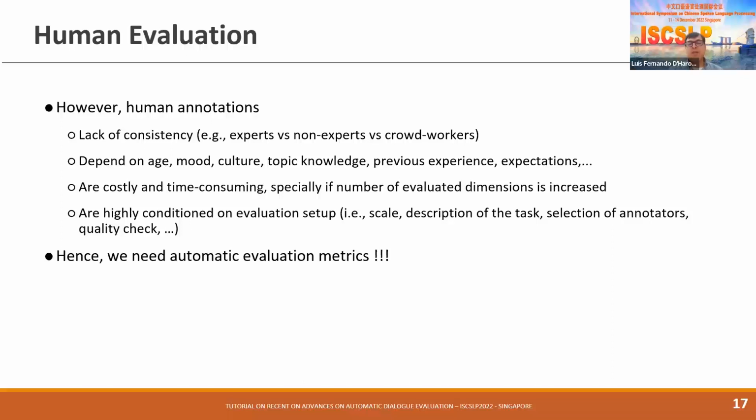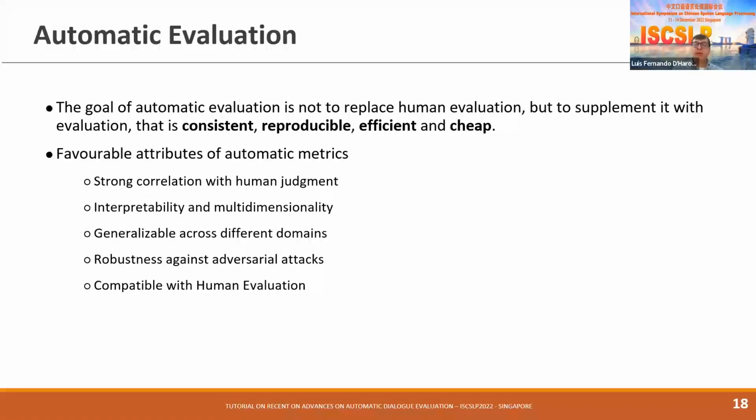Then it's highly conditioned on the evaluation setup. If you don't clearly describe the task for the evaluator, they will be evaluating something different from what you expect. So it's very critical to have a clear description of the task. Also, selecting the annotators: if you don't check the quality of those annotators, at the end you have a lot of scores, but those scores are not useful. So that's why we need automatic evaluation metrics. But remember, the goal of this automatic evaluation is not to replace the humans. We want to supplement it, because this way we create a consistent, reproducible, efficient, and cheap process.